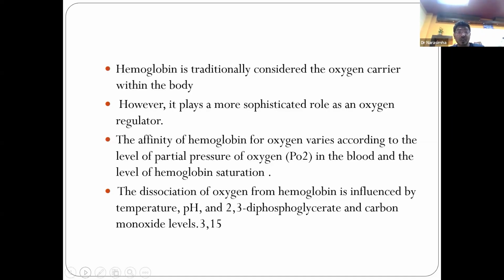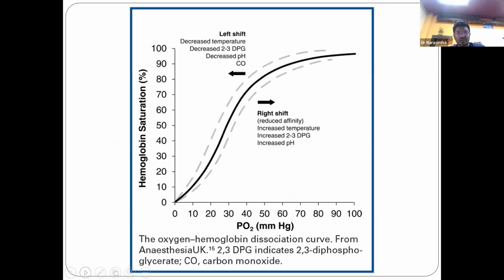The oxygen dissociation curve mainly depends upon the temperature, the pH, and the 2,3-diphosphoglycerate and carbon monoxide levels. I think the next slide will be most helpful for us. See, this is the curve. We know that. So when the curve is shifting towards left or shifting towards right, you know what the parameters to be checked are.